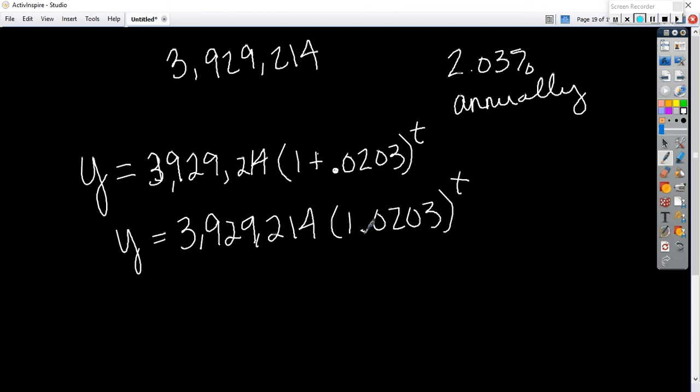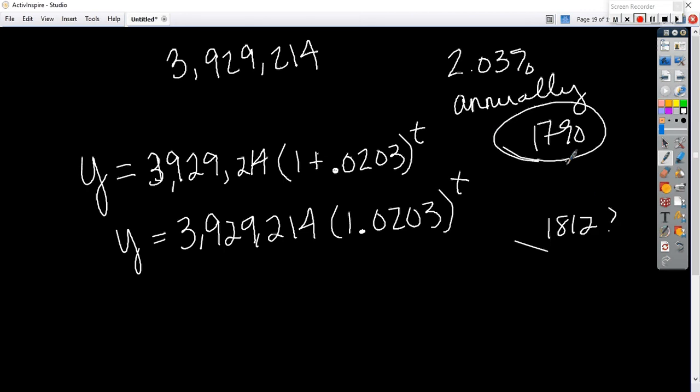Where's my asymptote? Well, first you just want an equation, and then the next part of the question will say, estimate. Since 1790, that's right, that was my first year. So maybe I say, estimate what the population was in the year 1812. So you need to do 1812 minus 1790. So then I would plug 22 in for T.